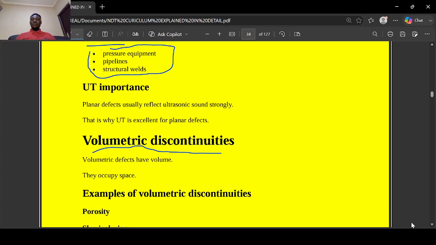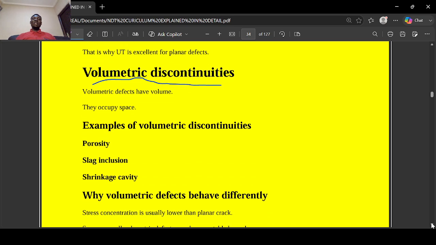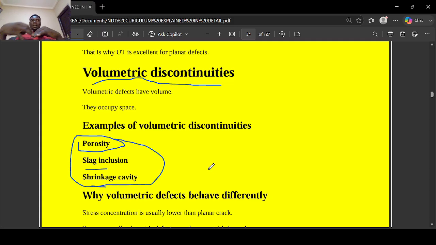Examples of volumetric discontinuity: you have the porosity, slag inclusion, shrinkage cavity. The blowhole is under porosity, all these are the porosity family. Then we have the slag inclusion, then the shrinkage cavity. Understand? All these are voids inside, internal flaws. The surface might seem as if it's good, but there is a hole inside. It's known as volumetric discontinuities.